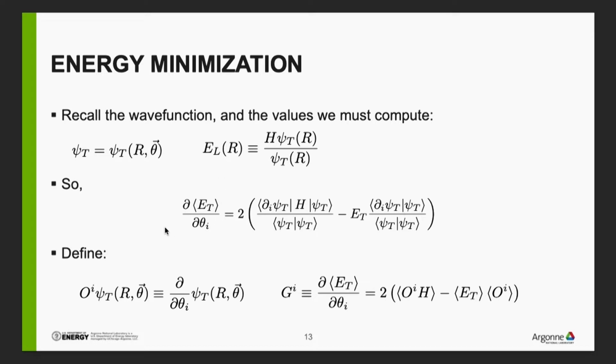Taking the derivative of this expectation value as a function of the parameters turns out to be this. This is just the ratio rule of derivatives if you do this math. And you can write this a little more simply with another operator O, that's just the derivative of the wave function with respect to a parameter i. And this G we define as the gradients. You just compute the expectation value of the energy, and the expectation value of the derivative of your wave function. And that tells you the derivatives to update your wave function.